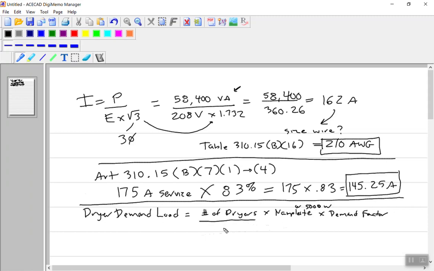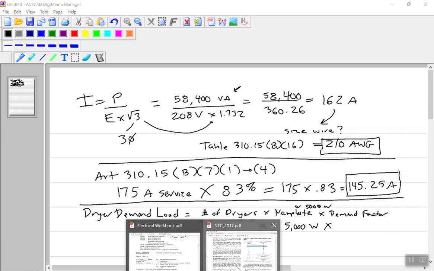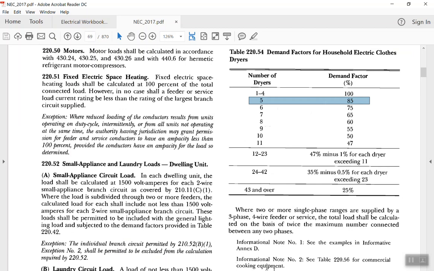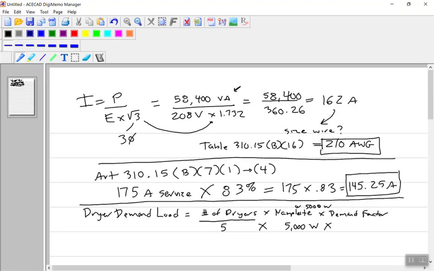The number of dryers is 5 times the nameplate rating, in this case, because it didn't give us a nameplate, right? It did not. So then we've got to use 5,000 watts here, sure. And then we multiply times the demand factor. We did look that up. Let's just double check here. And it's still highlighted, 85%. So wonderful. 85% or 0.85 is 85%, right? Okay. Then we go ahead and multiply this thing out here, right? This is just a very simple formula, right? It is a calculation, isn't it?